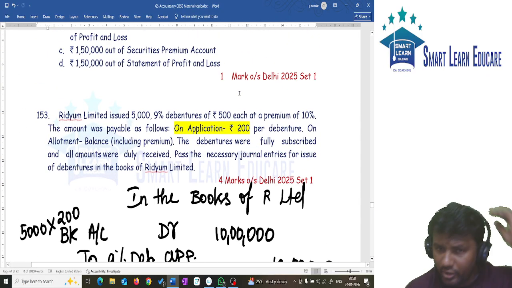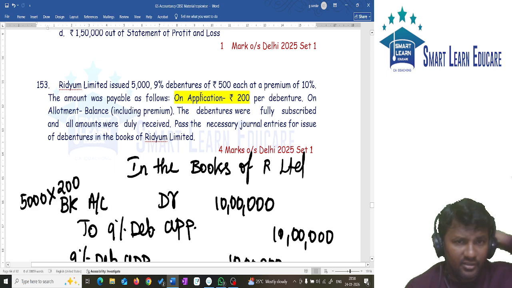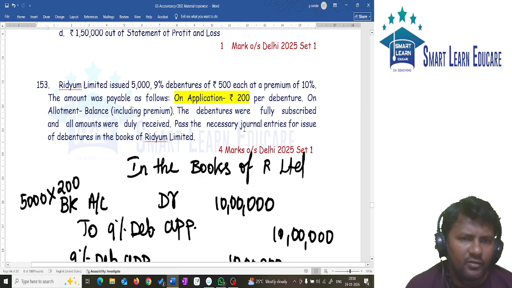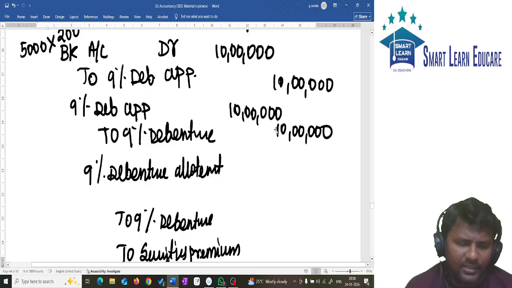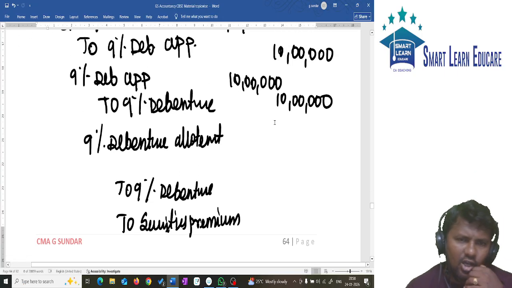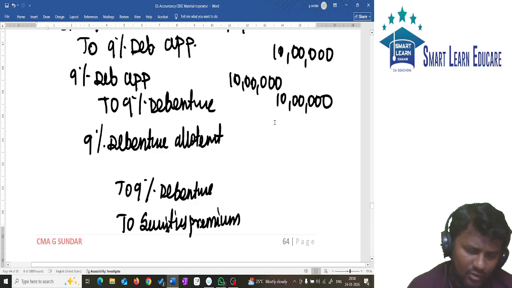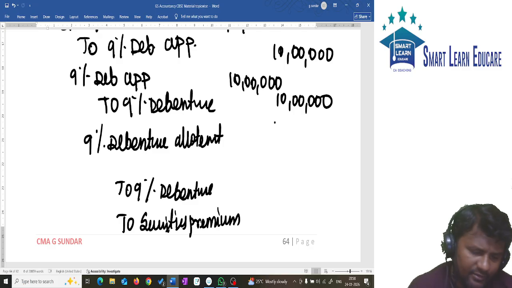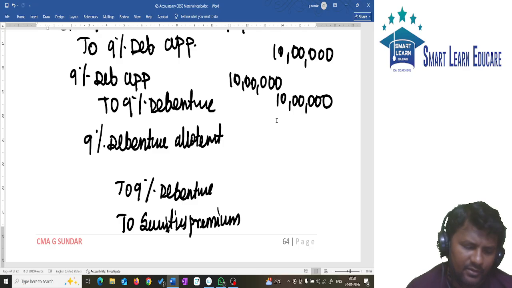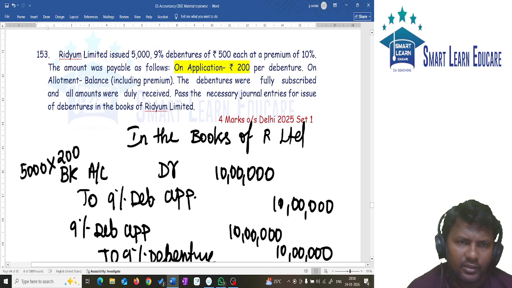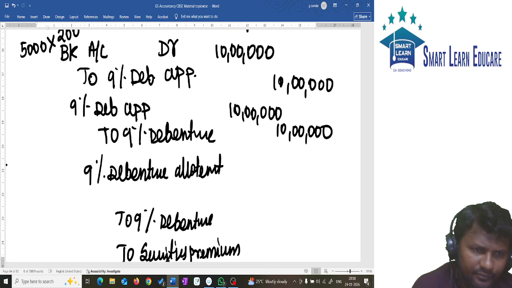Now we have discussed only the issue of debentures. Debentures are issued at a premium. The debentures were fully subscribed and all the amount was duly received. They are asking us to pass the necessary journal entries. First, how much is the debenture allotment? The debenture allotment account should be debited. With how many debentures do we have in total? It is 5,000 debentures.